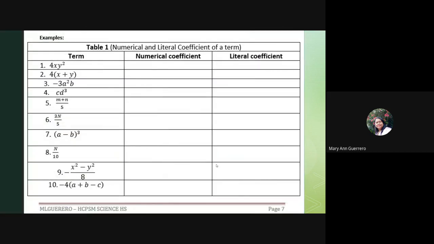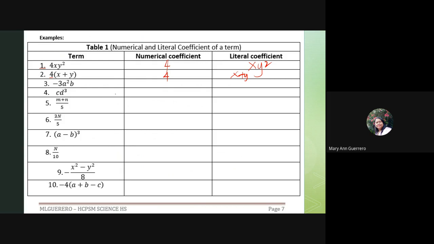Okay, so let us have these exercises. Determine the numerical coefficient and the literal coefficient. Number 1, 4xy squared. The numerical coefficient is 4. The literal coefficient is xy squared. Ito naman, numerical is 4. Literal is quantity x plus y, or x plus y.